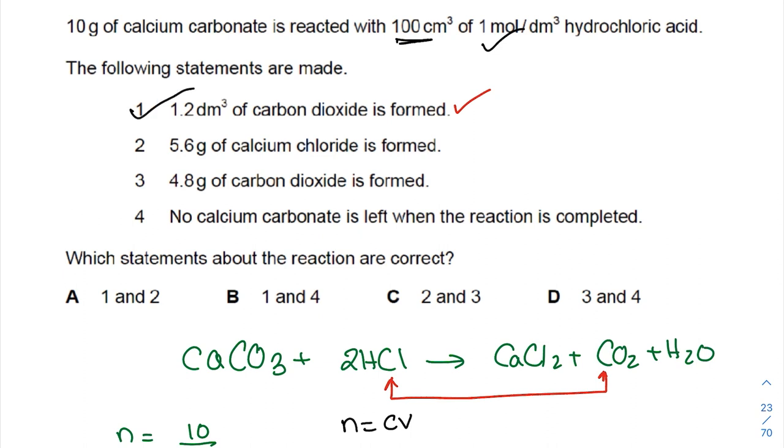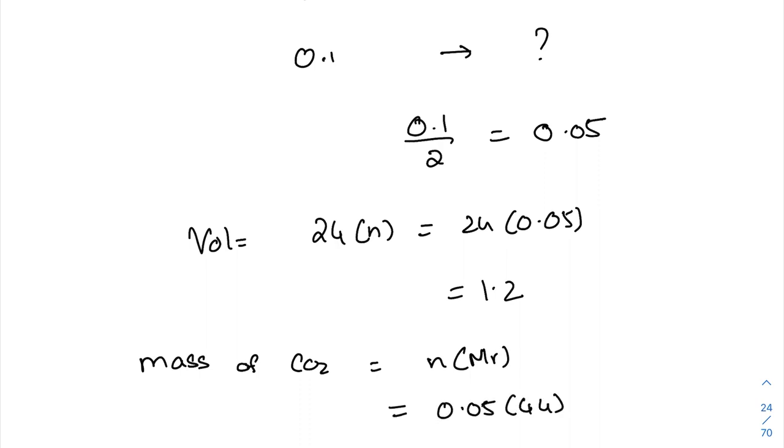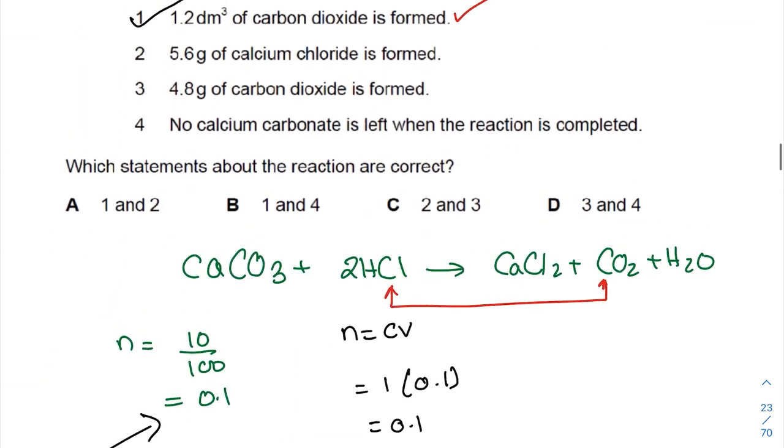Now we will be calculating the mass of carbon dioxide also. So how do I calculate the mass of carbon dioxide? Mass equals n times Mr. So n is 0.05 times Mr of carbon dioxide, which is 44, which gives me 2.2 grams. But how much has been given over here? 4.8 grams. So this option is wrong.